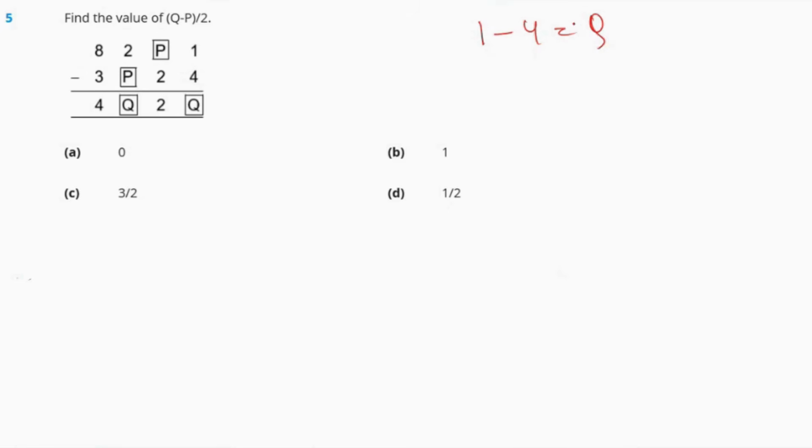So in order to make this equation correct, let us take a borrow from here. So if we take a borrow, we'll add 10 here. Okay, now this will become 11 minus 4 is equal to Q. So the value for Q will be 7.